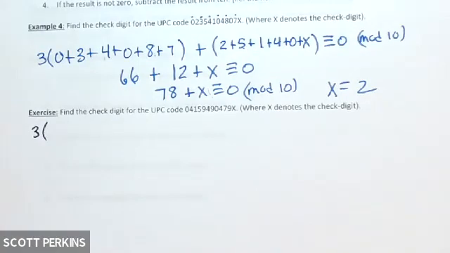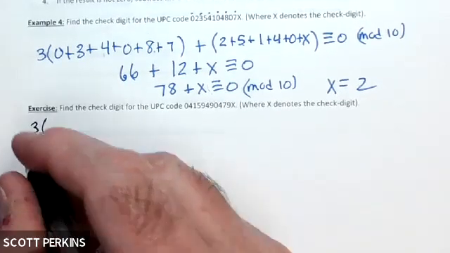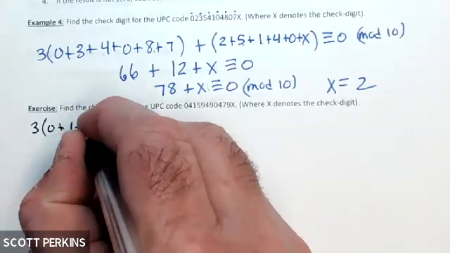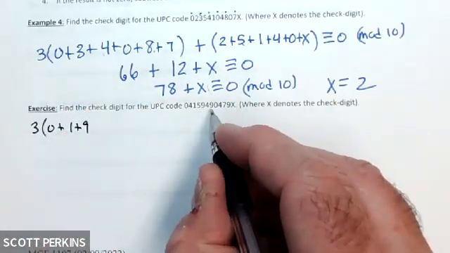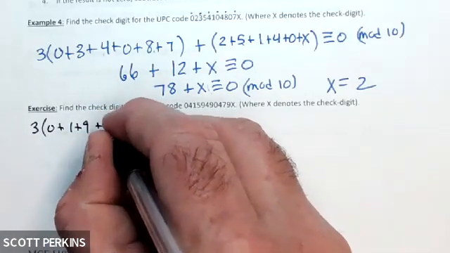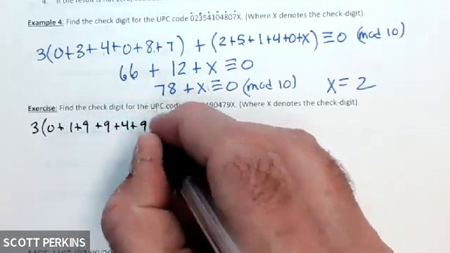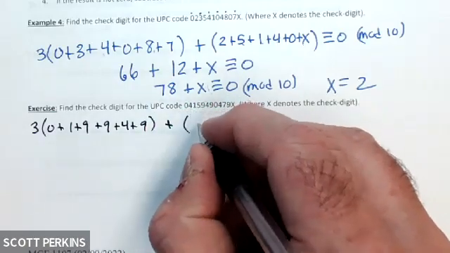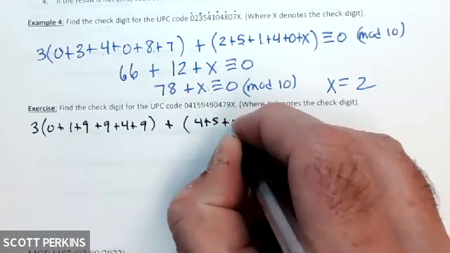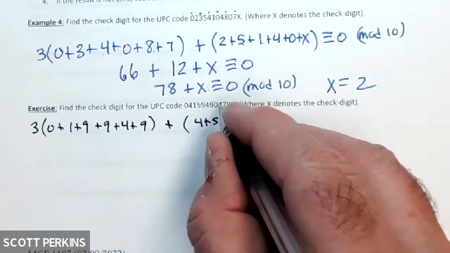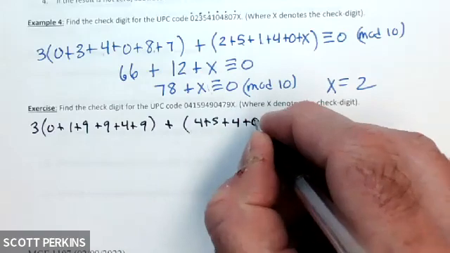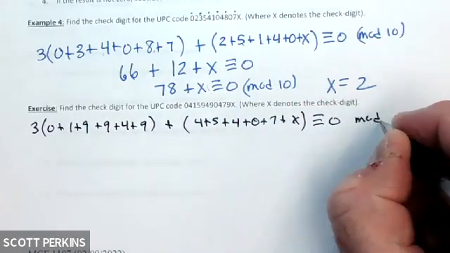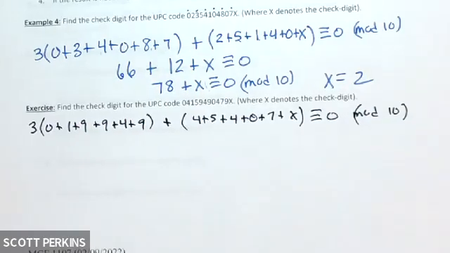3 times the sum of the digits in the odd places, and the odd places are 0, plus 1, plus 9, plus another 9, 4, and 9. Then plus the numbers in the even positions, so that's 4 and 5 and 4, and then 0 and 7 and x. And that has to be congruent to 0 when I divide by 10.